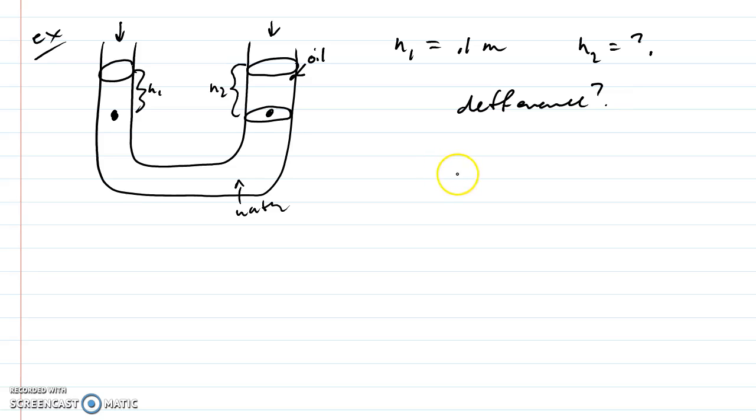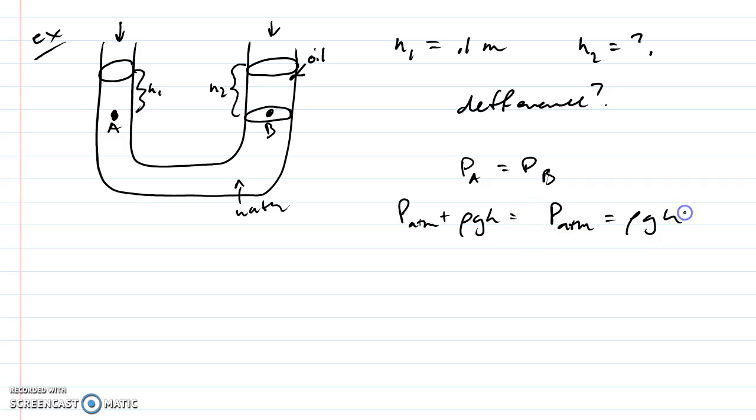Okay, so let's write this out with what we know so far. The pressure at point A and point B are the same. And now normally we would write the pressure of the atmosphere plus rho GH equals the pressure of the atmosphere plus rho GH. Sorry, that should be a plus sign over there. But the atmosphere is the same on both sides. So really this is rho GH1 equals the rho of the oil, G times H2.